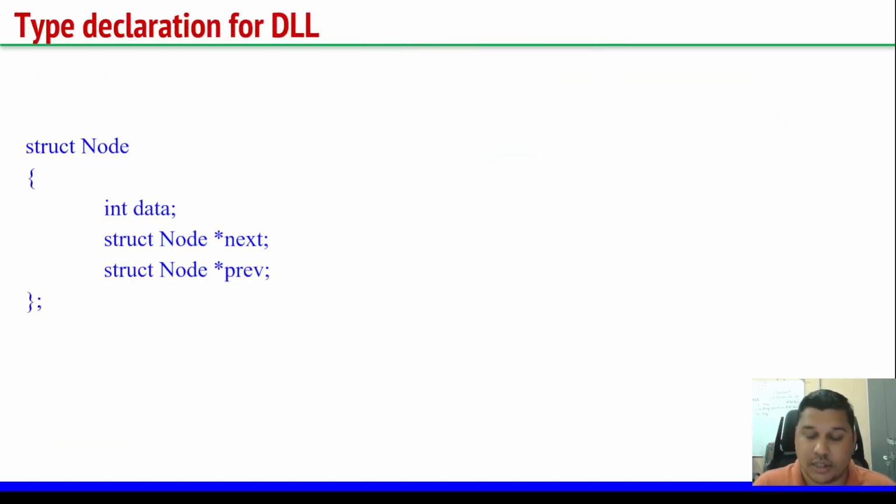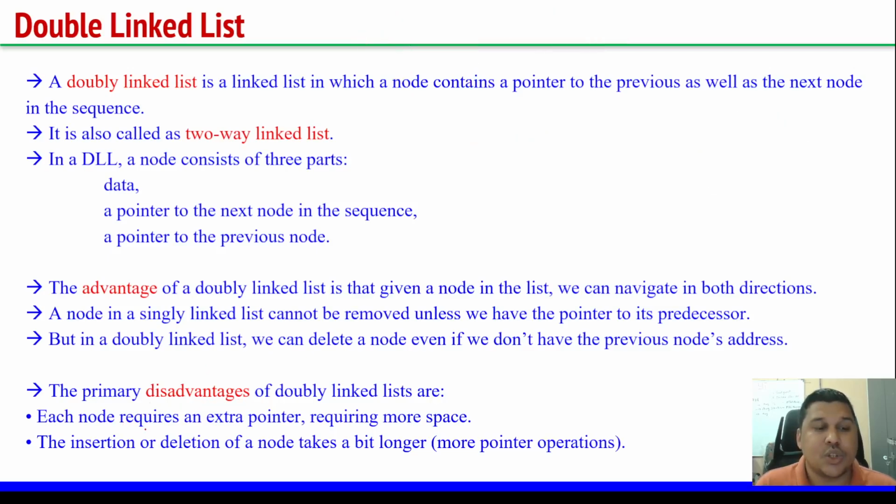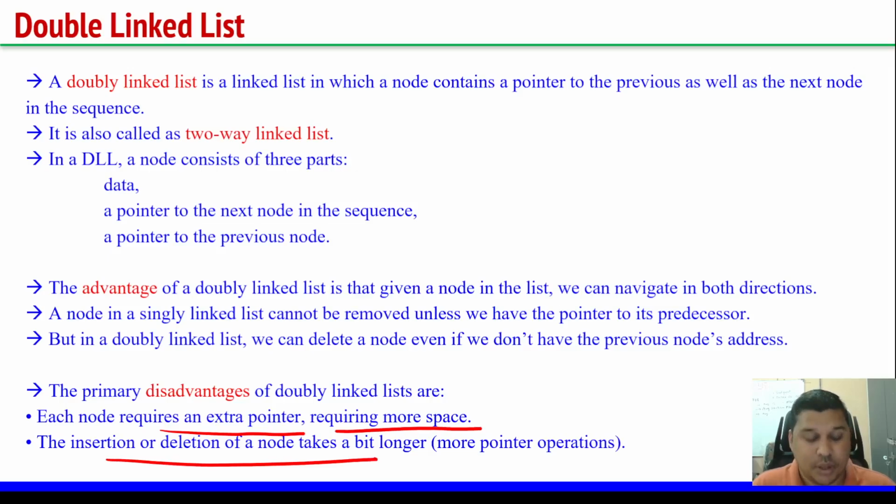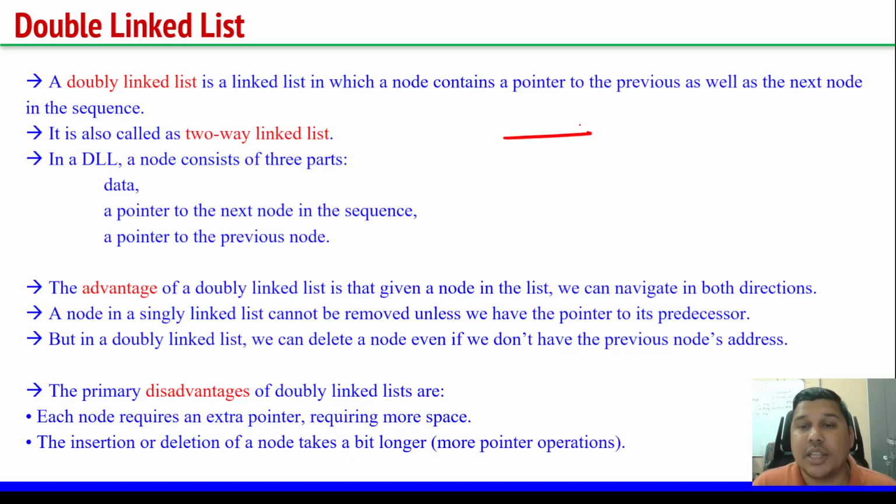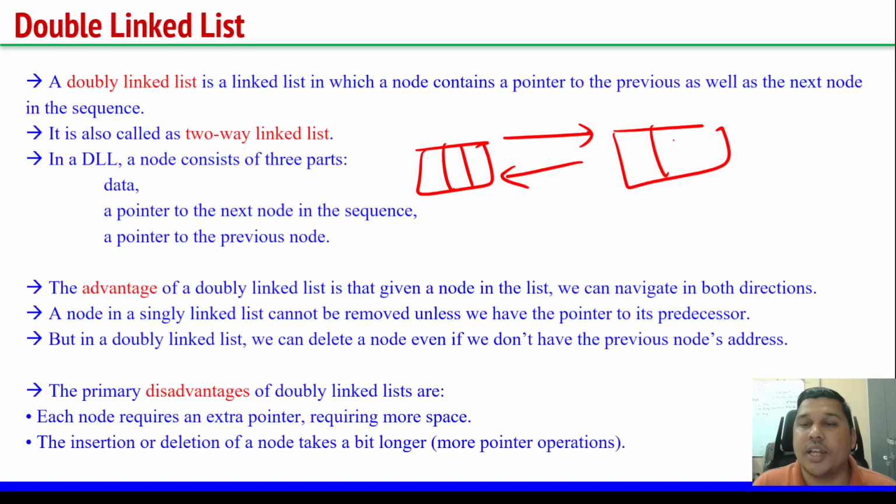That is what they say here. See, each node requires an extra pointer requiring more space. And inserting and deleting a node takes longer time. Why does it take a long time? Because there are multiple links between the nodes. Between the nodes there are 2 links now. I have to modify both the links. So, it takes time.